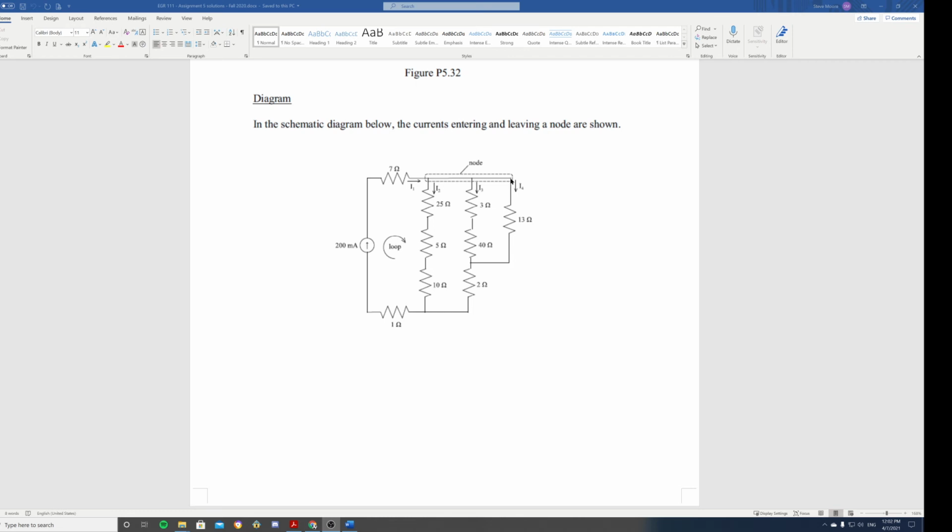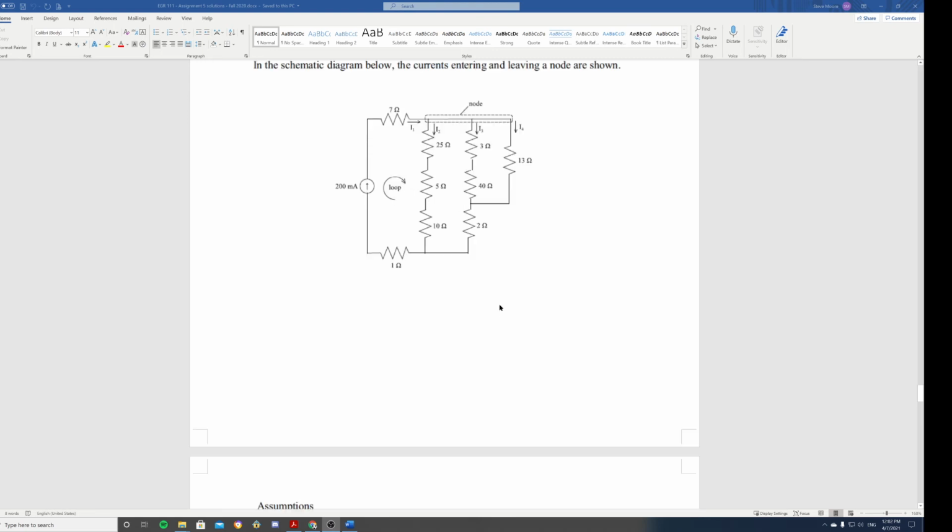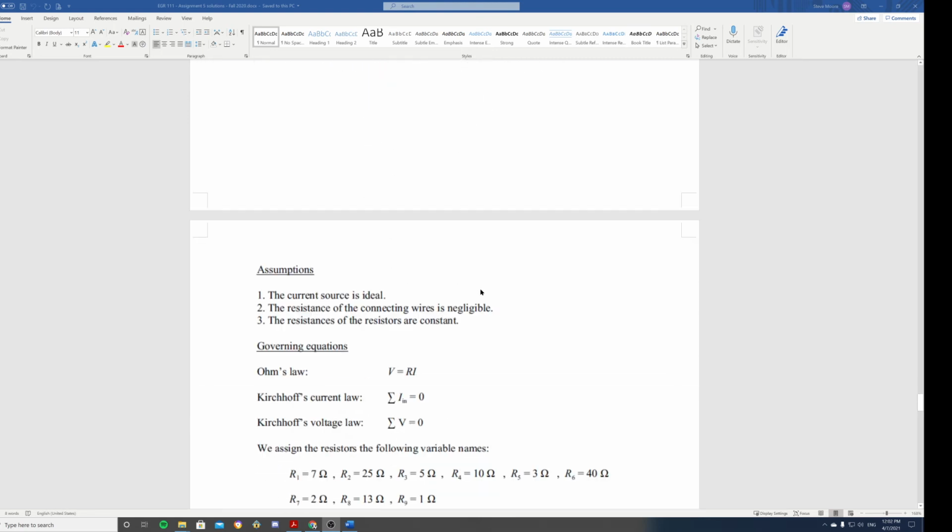Come up with equations for this node. Come up with equations for this loop. And with those two independent equations, you can actually solve for the unknowns and solve this circuit completely. Okay? All right. So here's our equations. Here's Ohm's law, Kirchhoff's current law, and Kirchhoff's voltage law.